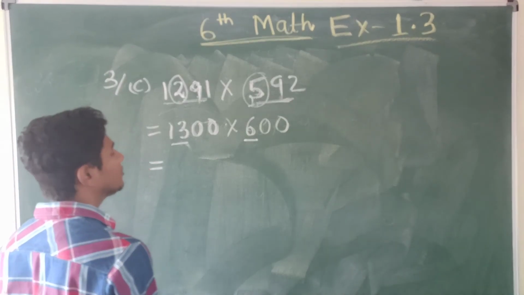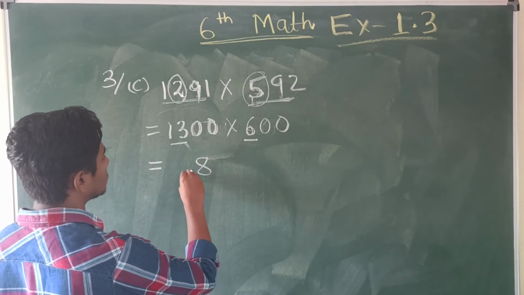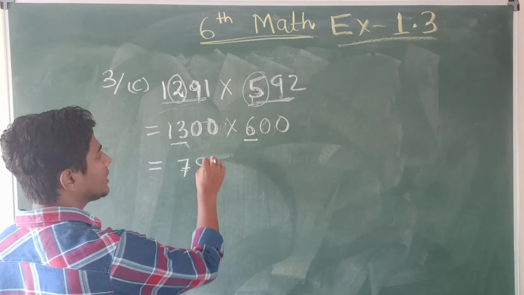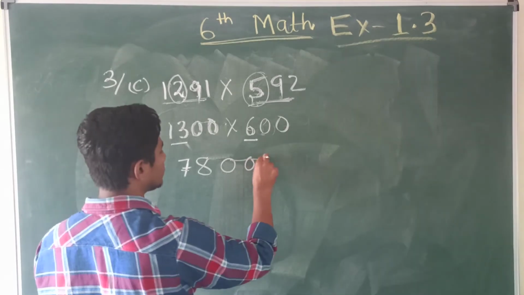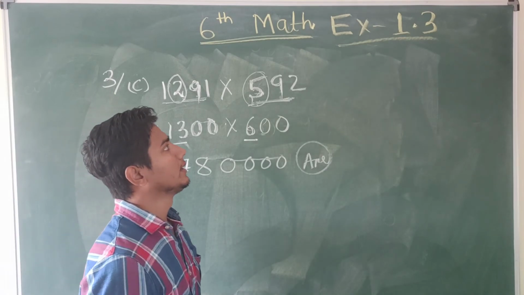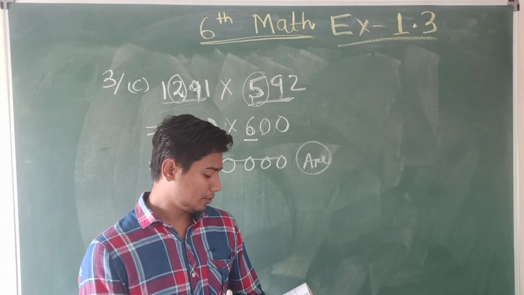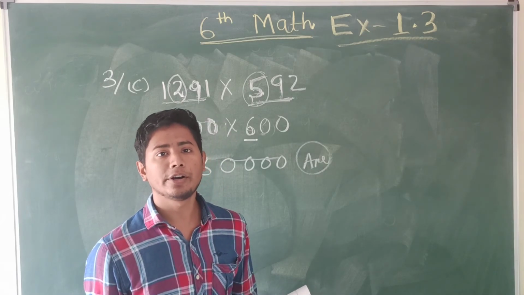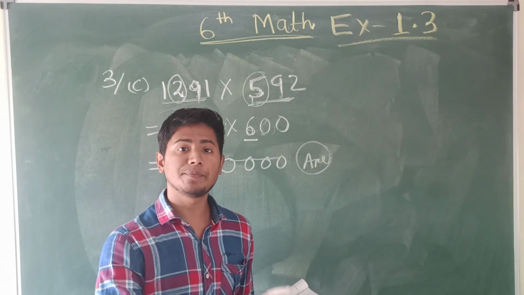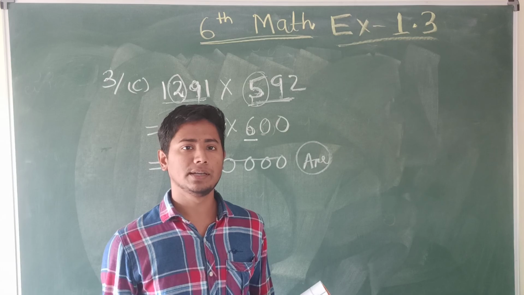It is easy. 13 into 6 is 78. After that, how many 0 is there? 1, 2, 3, 4. Put 4 0. This is your answer. Like this way, you can solve all these questions. So I hope you understand all these questions. Question number 1, 2, and 3. If you don't understand how to rounding the numbers, then I must say you watch the previous video properly. Then you are able to solve question number 1.3 by yourself only.